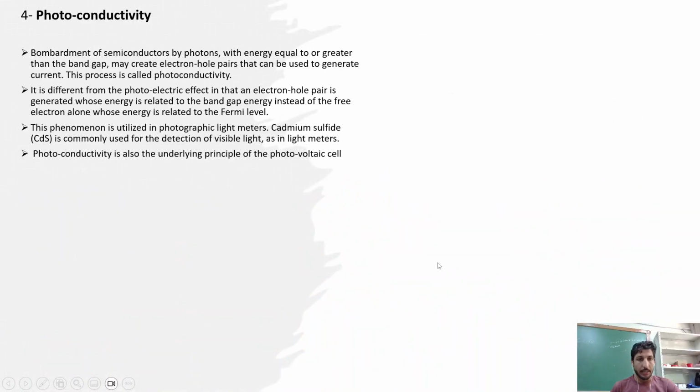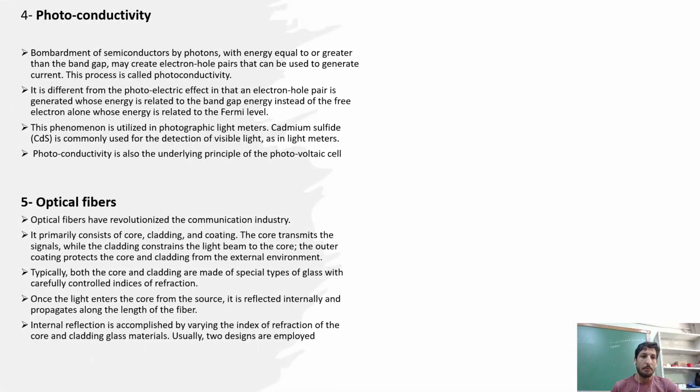The fourth one is photoconductivity. So what is photoconductivity? It is the bombardment of a semiconductor by photons with energy equal to or greater than the band gap. As I already explained, it mainly depends on the band gap of the material. This may create electron-hole pairs that can be used to generate current, and this phenomenon is known as photoconductivity. It is different from the photoelectric effect in that an electron-hole pair is generated whose energy is related to the band gap energy, instead of a free electron alone whose energy is related to the Fermi level. This phenomenon is utilized in photographic light meters.